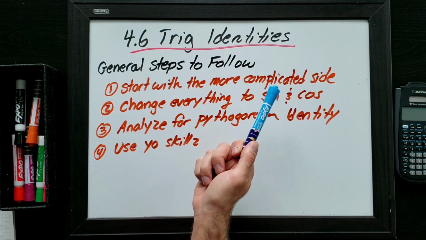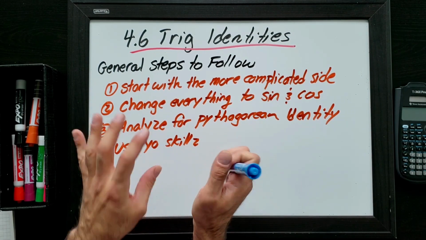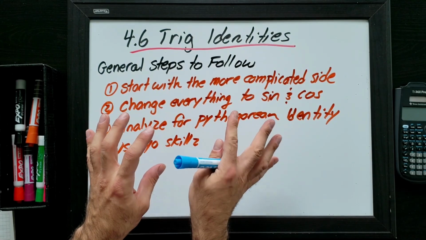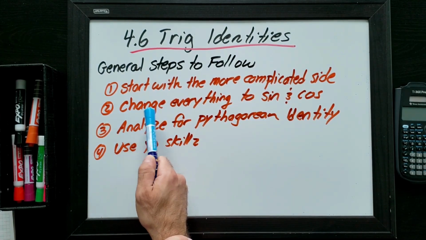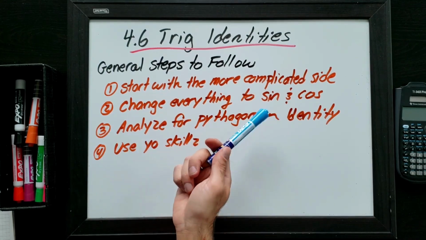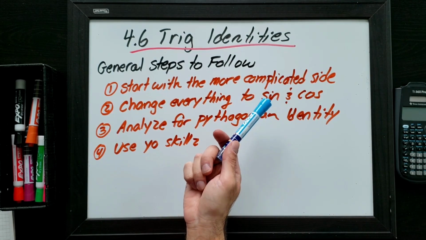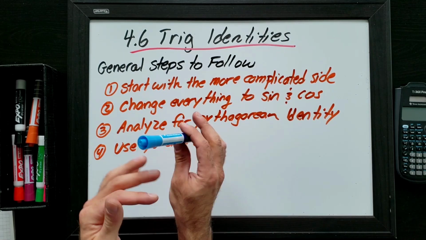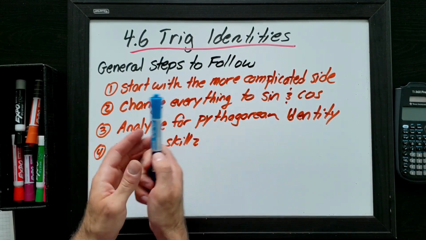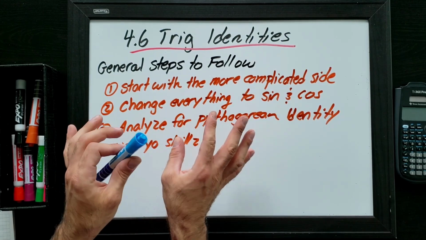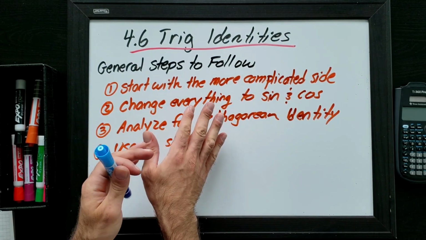We always want to start with the more complicated side first. There are two sides to an identity. We analyze to see which one is more complicated, and that's the side we want to start with. Next is pretty easy. We want to change everything that isn't sine and cos into sine and cos. So every reciprocal identity, we flip and we come up with sine and cos. All tan thetas, we change into sine over cos. We want everything in sine and cos. Not necessary, but we like it.